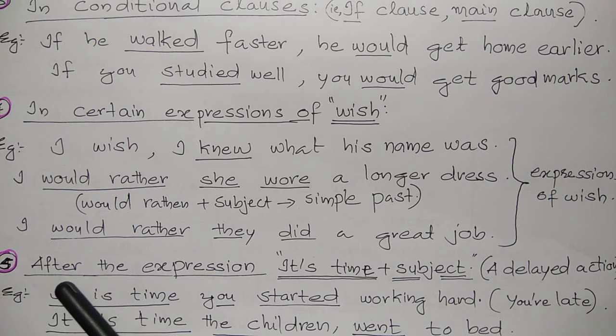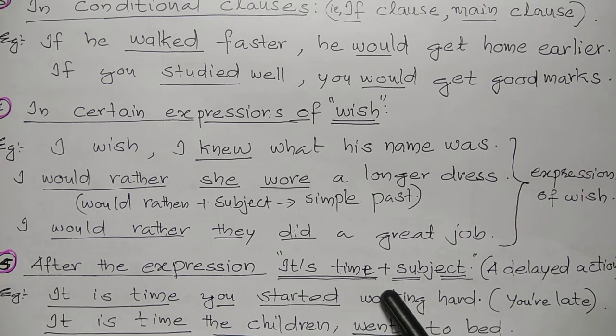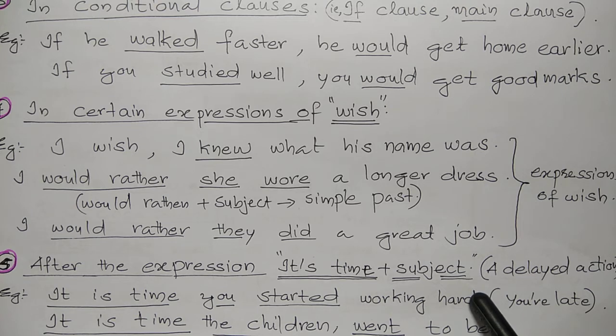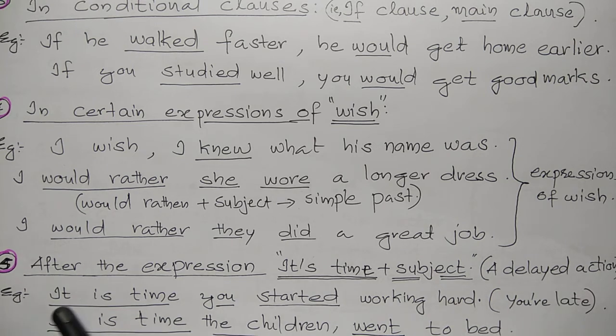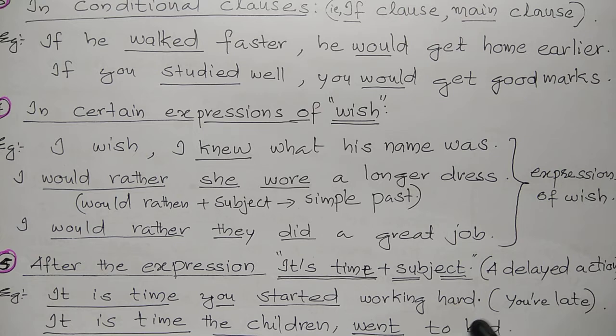Fifth one. After the expression, it is time plus subject. If there is the expression, it is time plus subject, then we use simple past. This means a delayed action. See the example. It is time you started working hard. So is it the time you started working hard? You are late. It shows that.